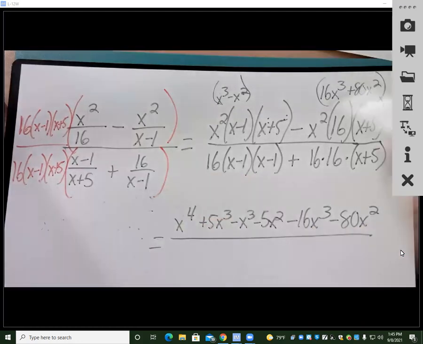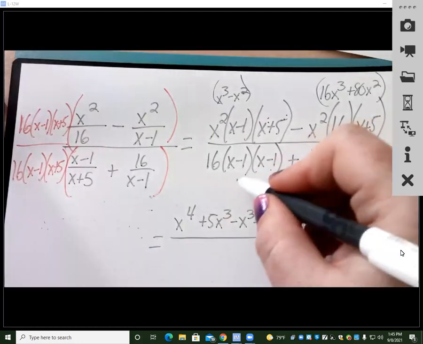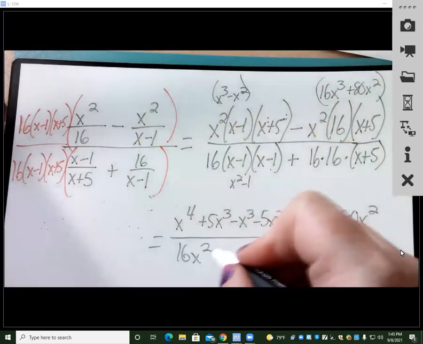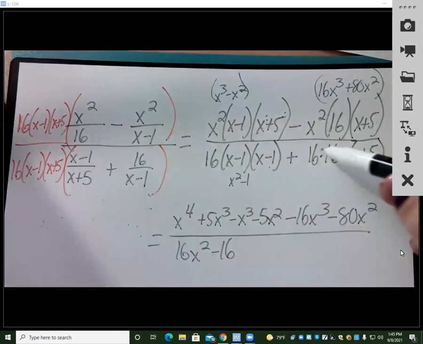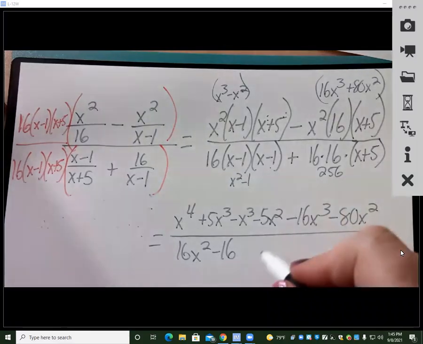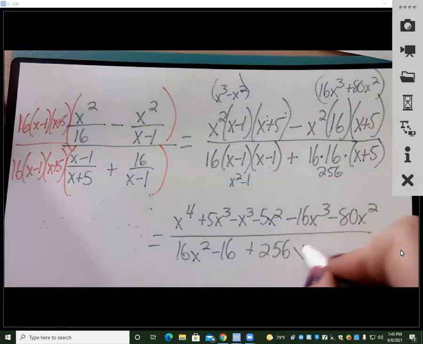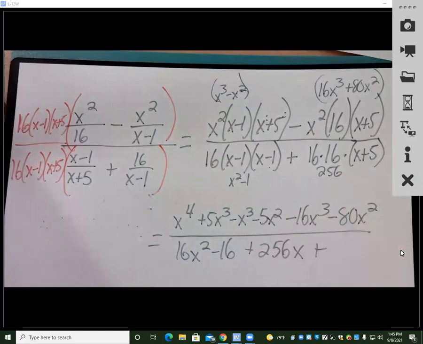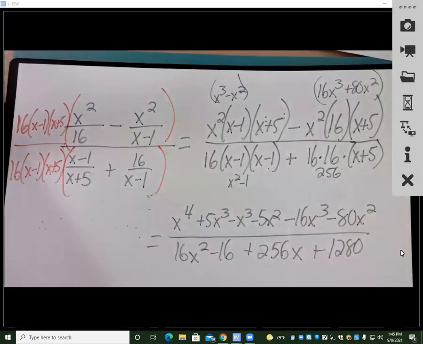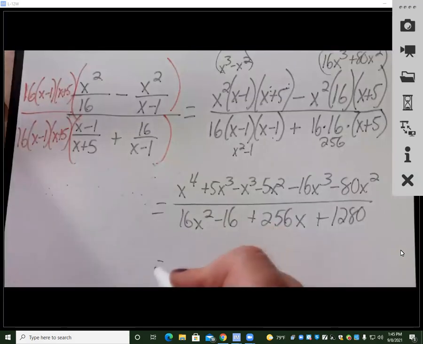So downstairs, that's just x squared minus 1 times 16. So that'll be 16x squared minus 16. That wasn't so bad. What's 16 times 16? Is that 256? It is 256 times x plus 5. So that would be a positive 256x. And I don't know what 256 times 5 is. 256 times 5 is 1280. And now all I have to do is combine like terms, and I might be done.